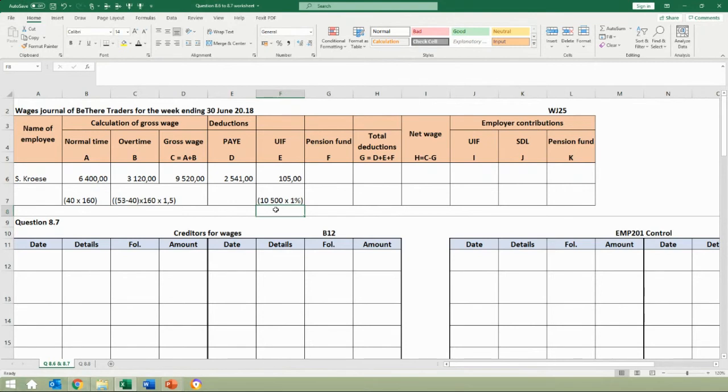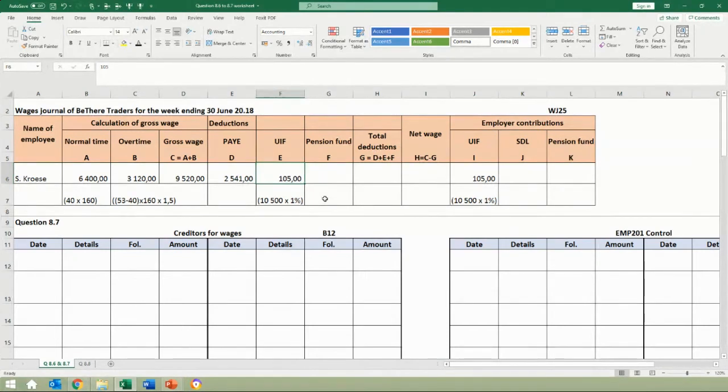What column should you also complete simultaneously when you do that calculation? Which column would you also complete while you do that UIF calculation? I'm just going to repeat my question. Okay, so Crazy says the UIF employer contributions. That's correct. So that's column I. You would do together with the UIF column E. At the same time, you would do both.